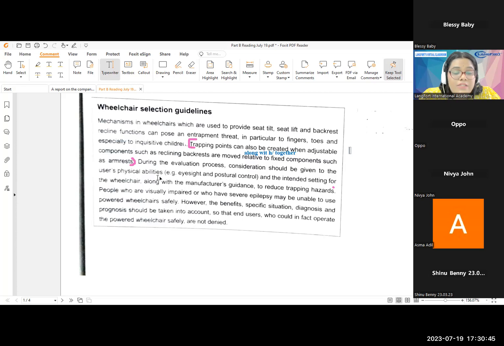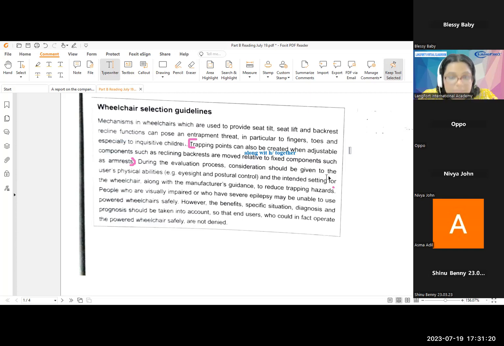And when you're evaluating your patients, you should take into consideration the abilities of the person, like eyesight, how they are able to control their posture, and in what setting they will be using the wheelchair, along with the manufacturer's guidance. So when you are evaluating a patient for suitability to use a wheelchair, you need to check their physical abilities, in what setting they will be using the wheelchair. Also, you need to consider the guidance given by the manufacturer of the wheelchair. All this will help to reduce trapping hazards, dangers related to trapping.